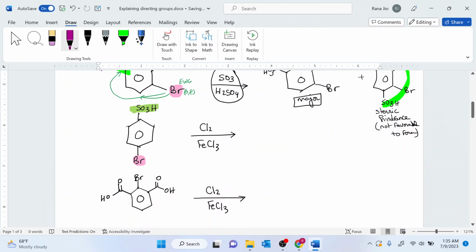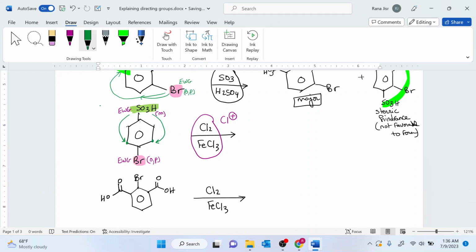Another example over here, we are forming a chlorine electrophile. So you go with each one of these groups. The sulfonic acid directs the meta position because it is an electron withdrawing group. The bromine directs the ortho and the para position. So the sulfonate is going to direct the meta position. So the chlorine is going to come meta to the sulfonate. It's on either one of those. Each one of these is going to be the same. So just go ahead and choose one.